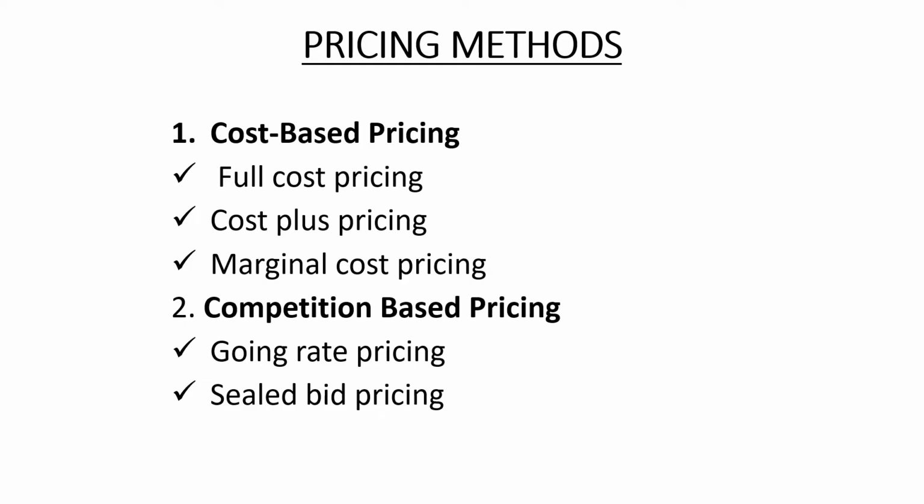So under cost based pricing, in full cost pricing, what is the price? Price is equal to average cost. In cost plus pricing, what is the price? Cost of production plus percentage of profit. And under marginal cost pricing, what is the price? Price is equal to marginal cost.